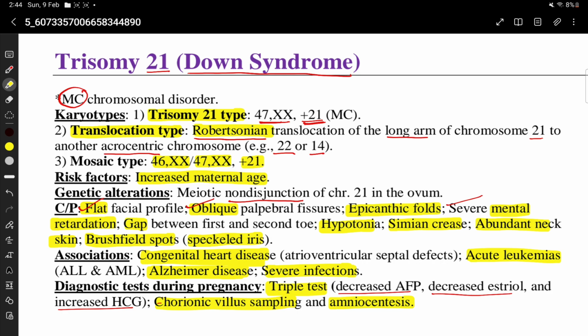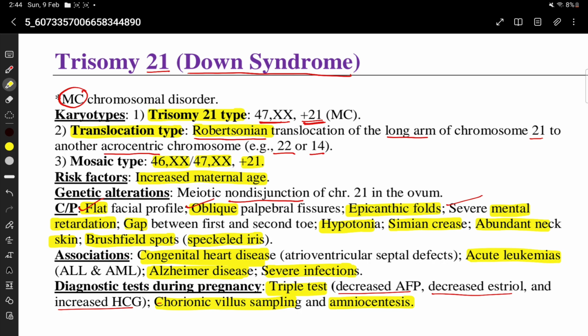Clinical presentation: flat facial profile, oblique palpebral fissures, epicanthic fold, severe mental retardation, gap between the first and second toe, hypotonia, simian crease, abundant neck skin, Brushfield spots or speckled iris. Associated with congenital heart disease like atrioventricular septal defect, acute leukemias like AML and ALL, Alzheimer's disease, and severe infection.